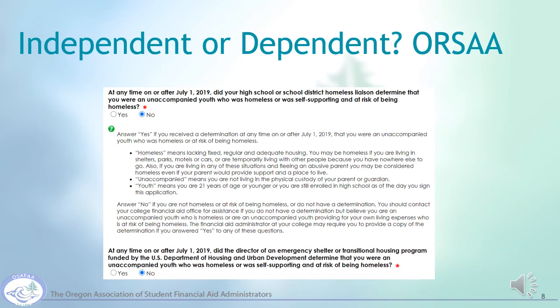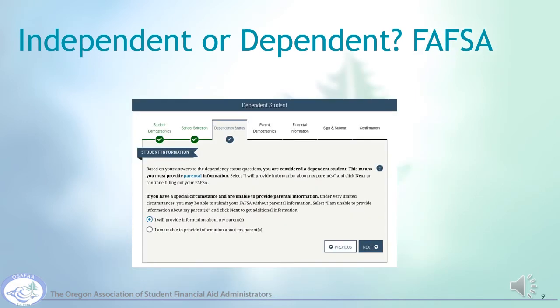If a FAFSA student answers no to all of the questions provided, this screen will appear and clarify that parental information is needed. If they are unable to provide parental information at the time of completing the FAFSA, they will be allowed to continue with additional student questions by selecting the Unable option, but the application will be incomplete until the parental information is added.